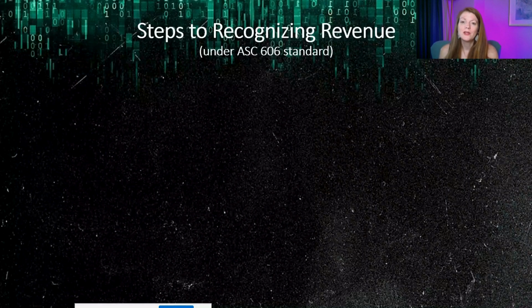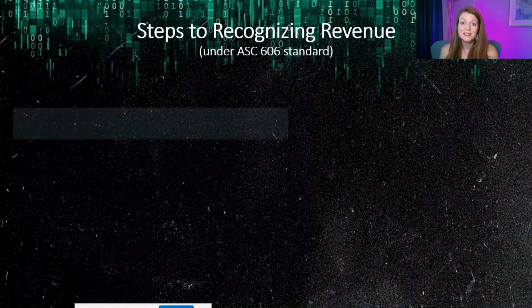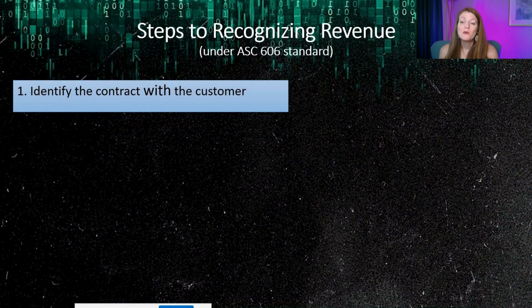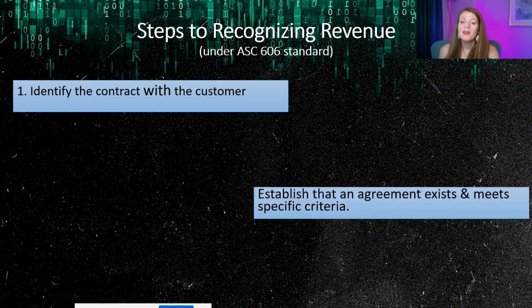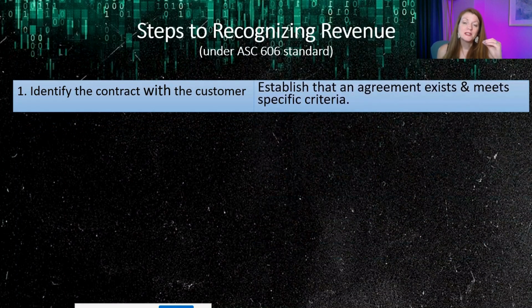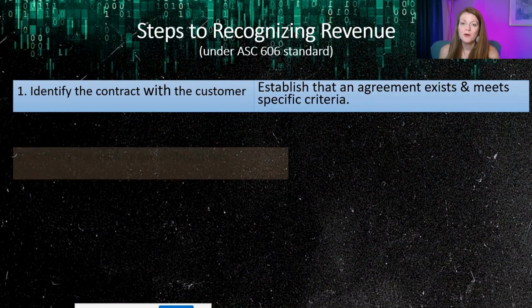So we are going to start with the different steps, and then throughout these videos, we are going to go through the steps. So first, we're going to start with identify the contract with a customer. So this is where we are going to establish that an agreement exists and it meets specific criteria. That is the first step. We establish that agreement. So we are going to look at some examples for each of these steps, and that will be our step one.